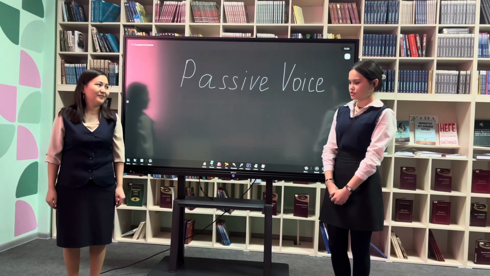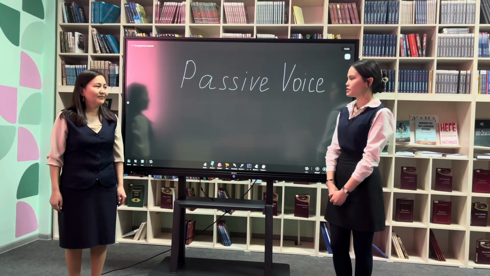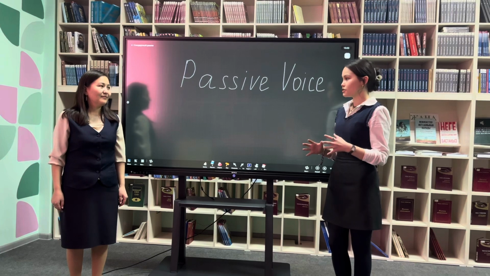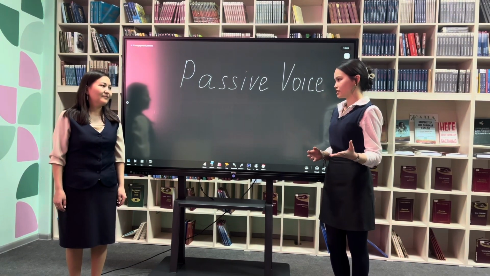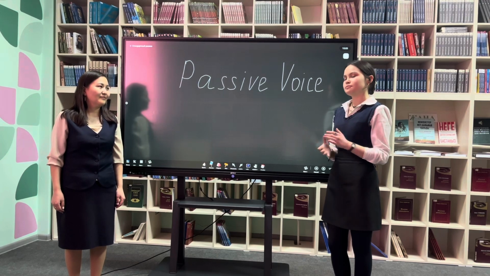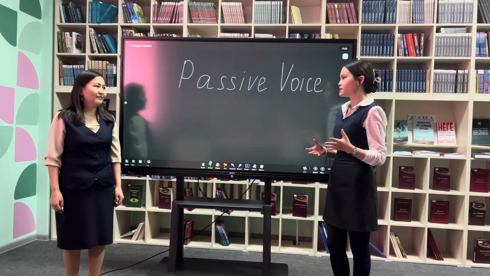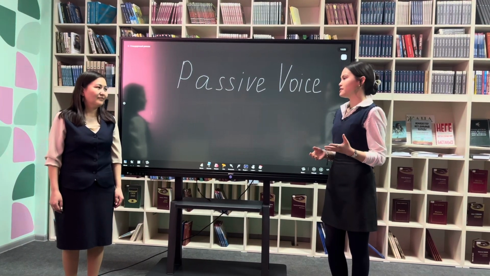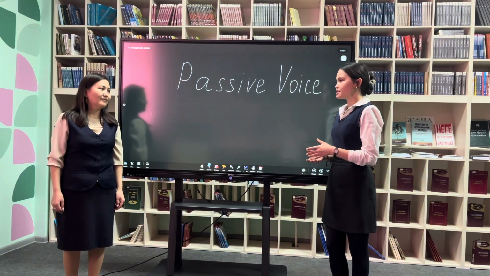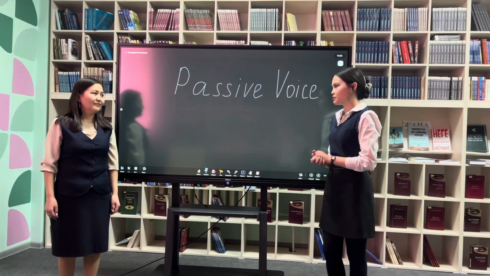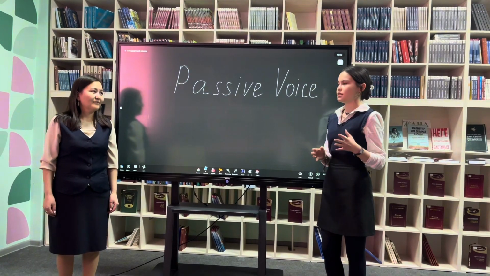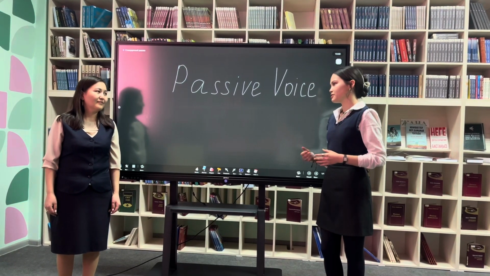Let's start with the basics. Can you tell me what the passive voice is and how it differs from the active voice? Sure. The passive voice is used when the focus of the sentence is on the action or the object of the action. For example, in active voice you might say, the teacher explains the lesson, but in passive it becomes, the lesson is explained by the teacher. The focus shifts to the lesson rather than the teacher.